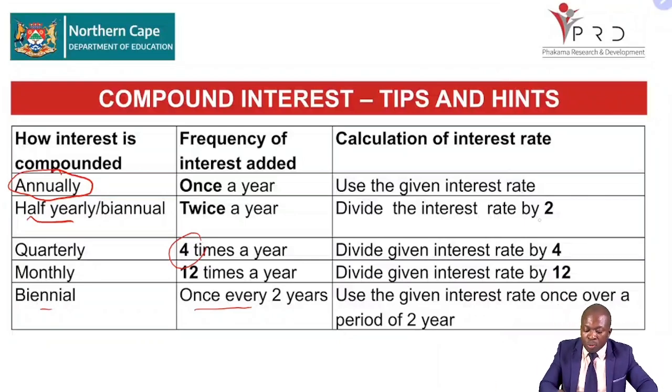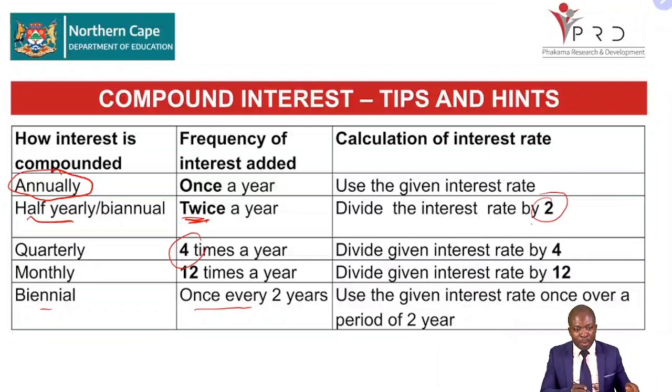Then I've shown you how to divide. Can you see here? You are getting it 2 times in a year. So even the interest, we are going to divide it by 2 so that we know the first 6 months, how much interest are you going to get, and then the other 6 months.